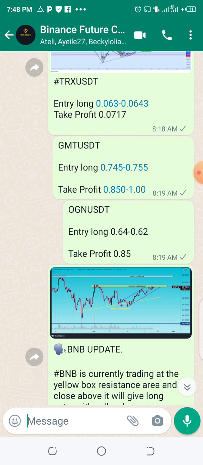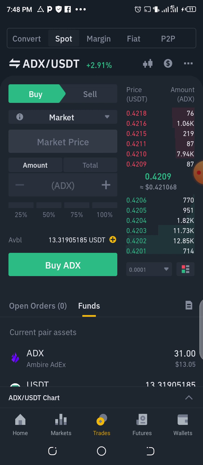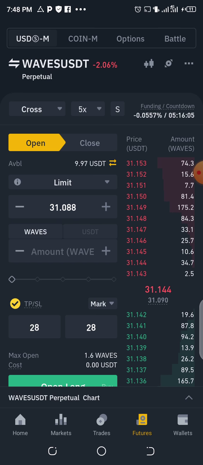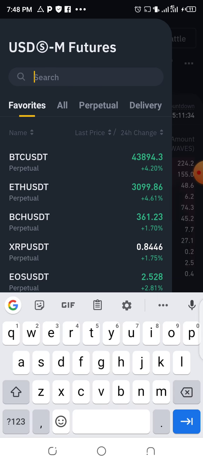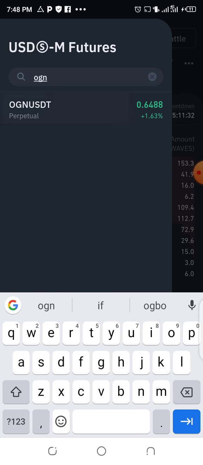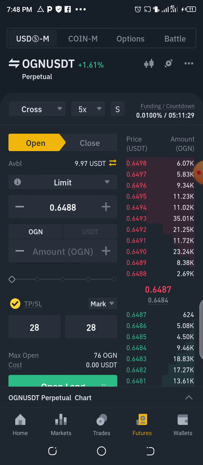OGN USDT. Enter long at 0.64. When you hear long at 0.64, let me go back to future and find it out. OGN. Click on USDT. Search for OGN USDT. Because in future trade we always use long and short, while in spot trade we always use buy and sell. So most times when you hear long and short, they're always referring you to future trade.